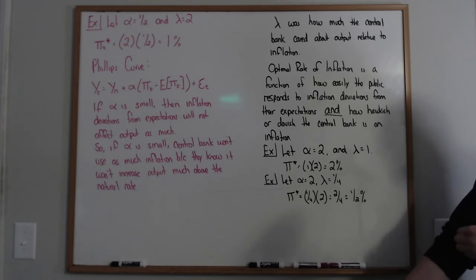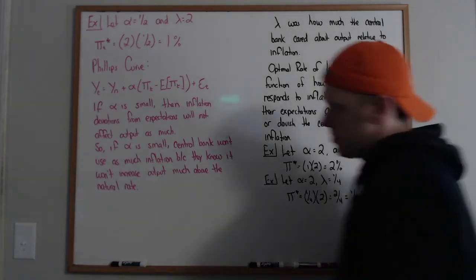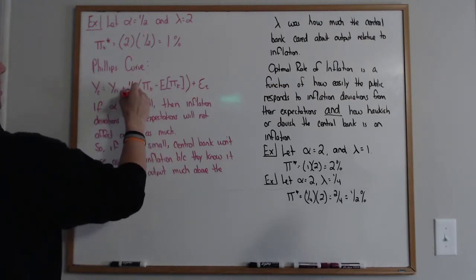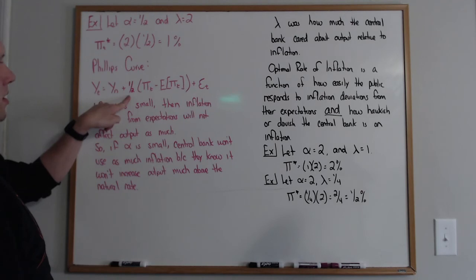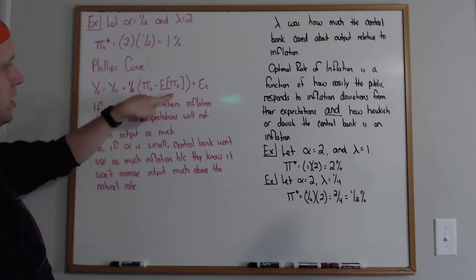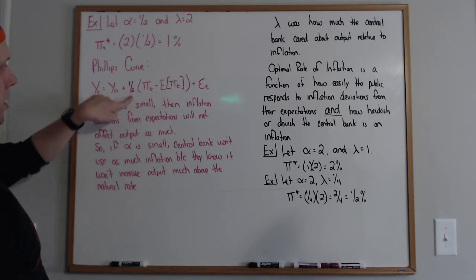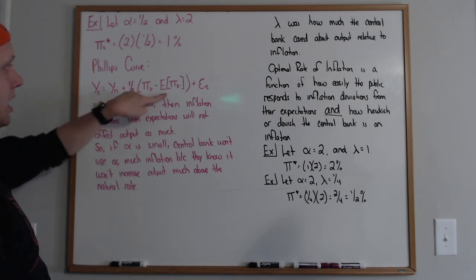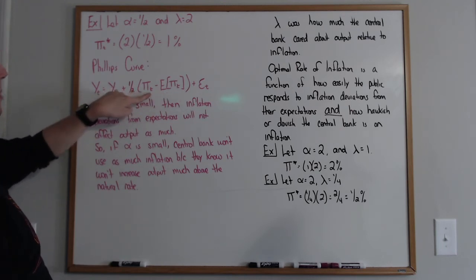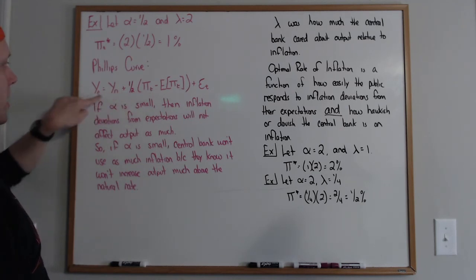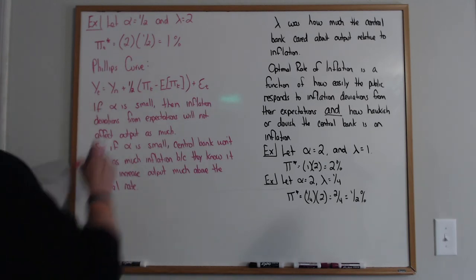Because if alpha is 1/2, let's look at it like that. Any change here, let's say there's just a 1 percentage point difference here. Well, then it just cuts that in half. Any deviation of inflation from the expectation literally gets cut in half, thereby not impacting output as much.